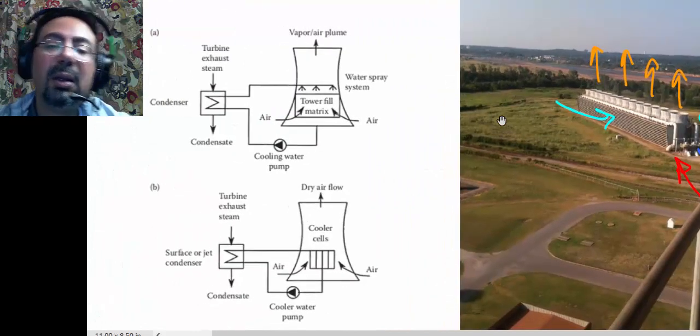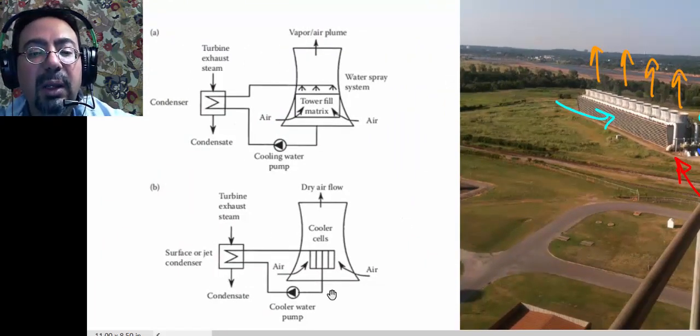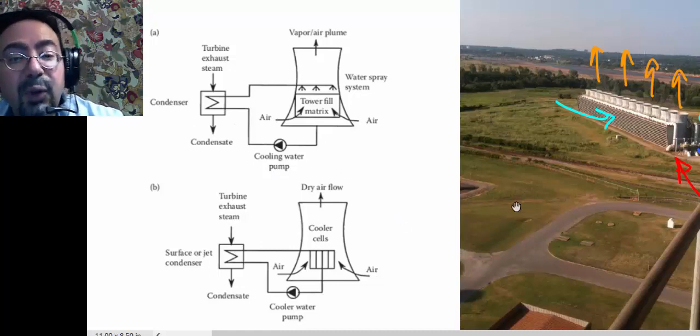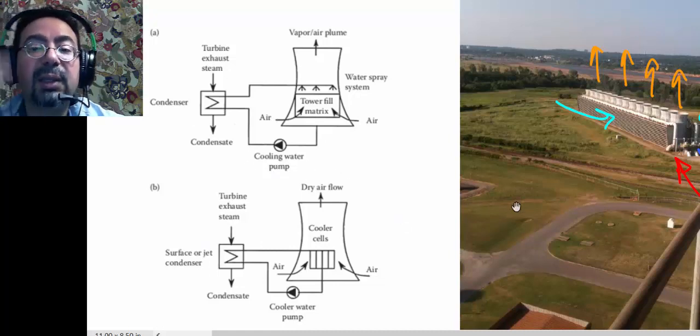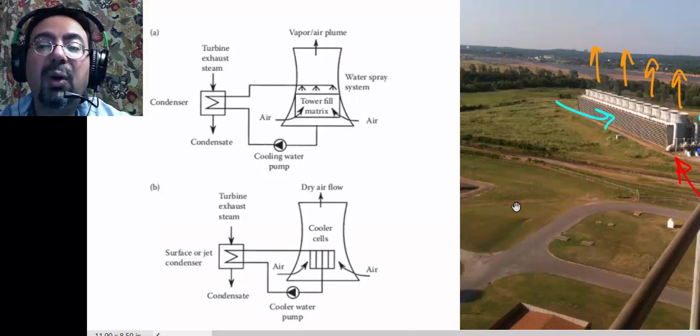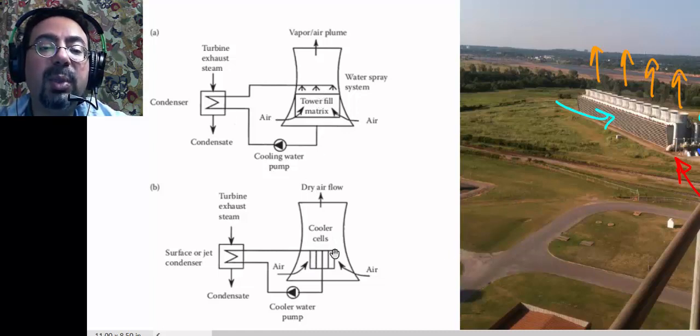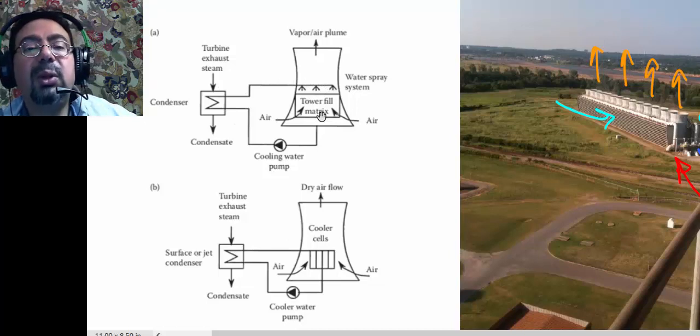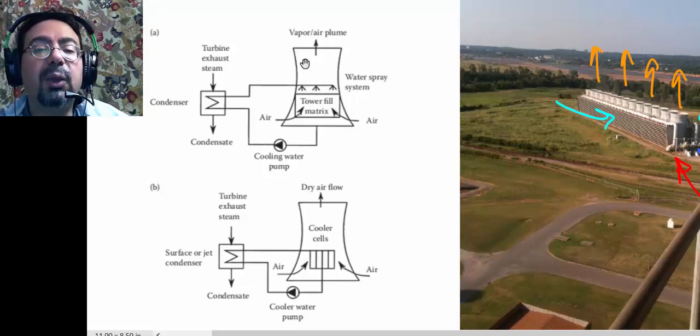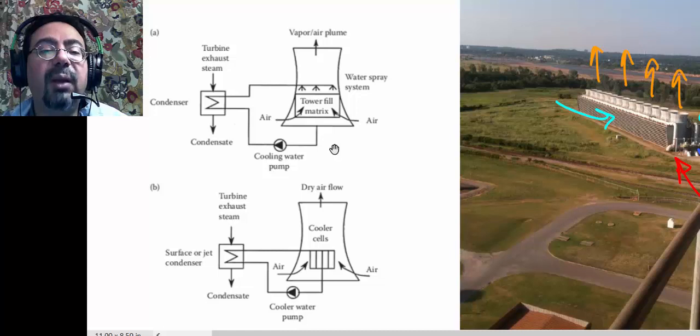So, dry cooling tower, wet cooling tower. The height is not for cooling or for wet or dry. The height is for whether you want natural convection or forced convection by fans. But the dry or the wet is about whether you are sending water in pipes without ever contacting the air, or you're going to spray the water. And when you spray the water, you also spray it on some kind of backing material, the tower fill matrix.